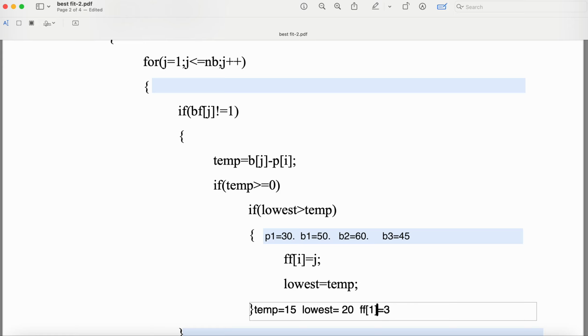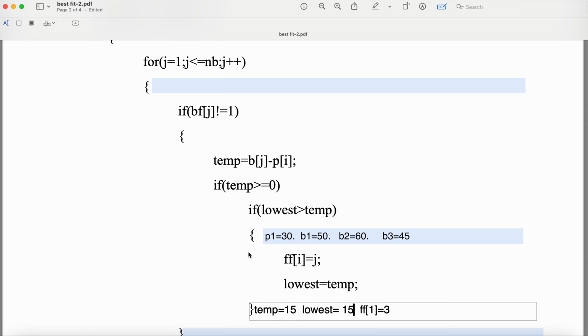Next, lowest equal to temp. So now this lowest value will become 15. What is this lowest? This lowest is nothing but the internal fragmentation value. Here, what is the size of the process? 30. Whereas what is the smallest hole size? 45. So 45 minus 30 equals 15. That is nothing but the lowest value. So likewise we are storing the first process.